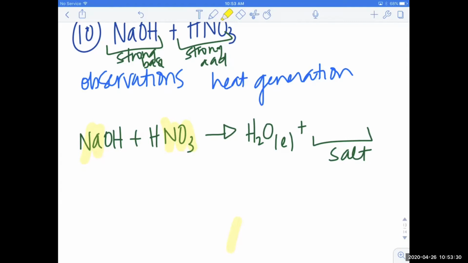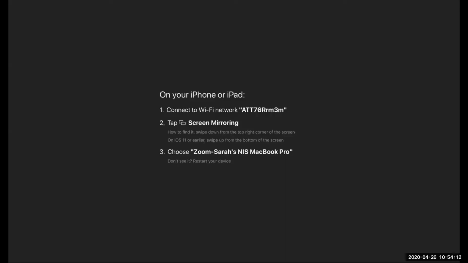So let's go ahead and write out our total ionic. I'm missing the aqueous here. So this is going to be Na plus aqueous plus OH minus aqueous plus H plus aqueous plus NO3 minus aqueous goes to H2O liquid, I can't split up water because it's a liquid, plus Na plus aqueous, NO3 minus aqueous. Then let's go ahead and write out our net. This is our total. So it's going to be OH minus aqueous plus H plus aqueous gives you H2O liquid.